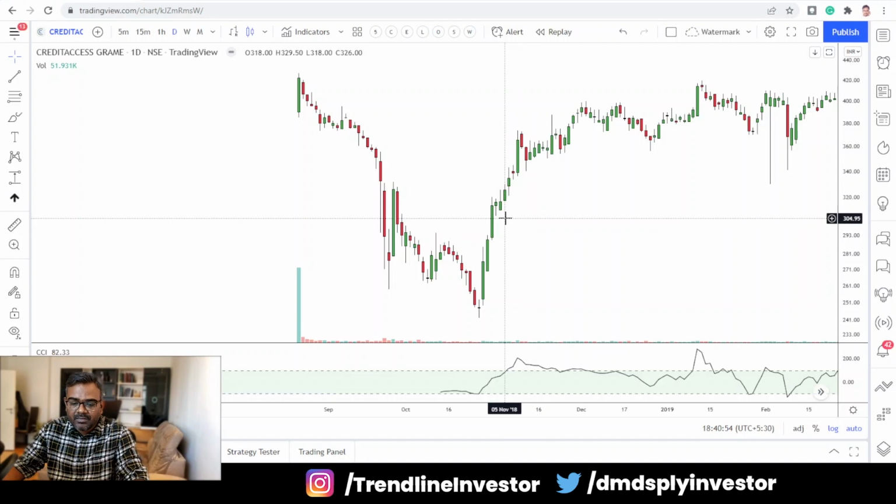So here at this point, if you see, CCI went below minus 100, it was minus 102, which means the stock is doing bad, and then it starts heading higher, right? And if you see at this day, it has crossed 0 and is at 29.88.